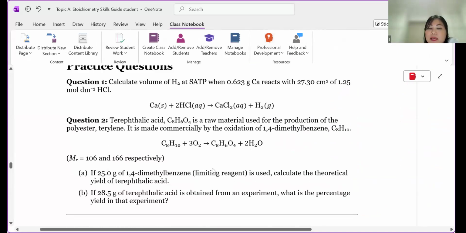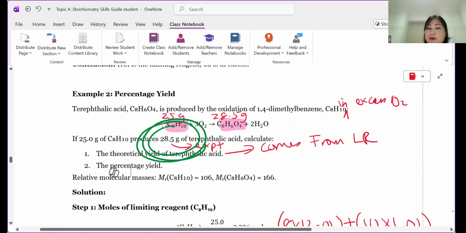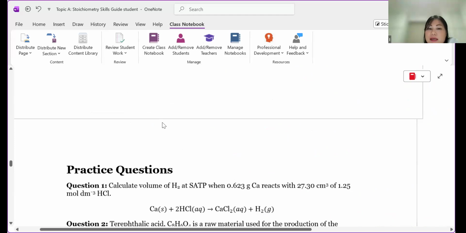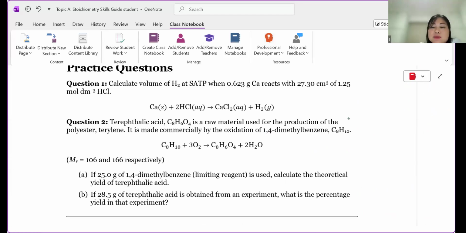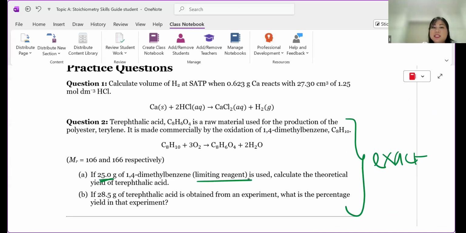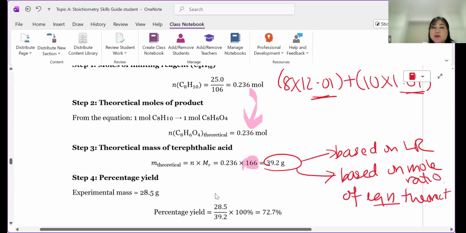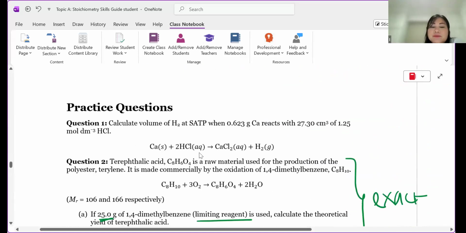Okay, so I think I have already done this part of the question, 28.5. If you look at the example, we have already done this. This was the exact example. They say that if 25 gram limiting reagent, which is what we have done just now, 25 gram, and we let it be the limiting reagent. So we have gone through this example already.